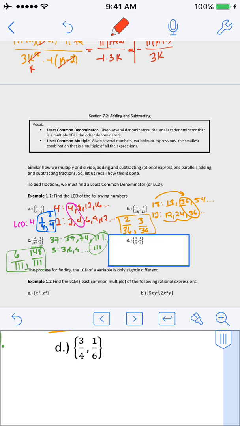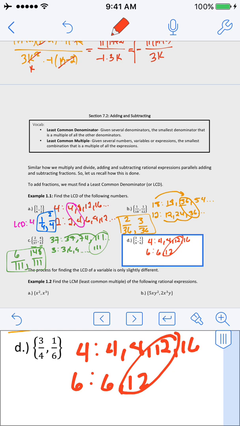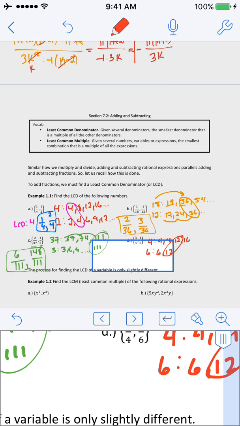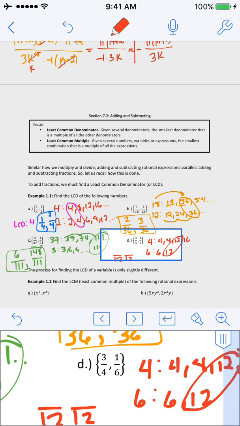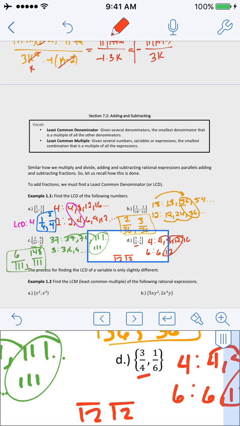I've got a denominator of 4 and a denominator of 6. Let's see, we've got 4, 8, 12, 16. I've got 6 and 12. Oh, there it is. The least thing they have in common is 12. So now I have it both over 12. In order to get a 4 to a 12, I had to multiply by 1, 2, 3. So multiply that by 3, multiply the top by 3, it's 9/12, right?